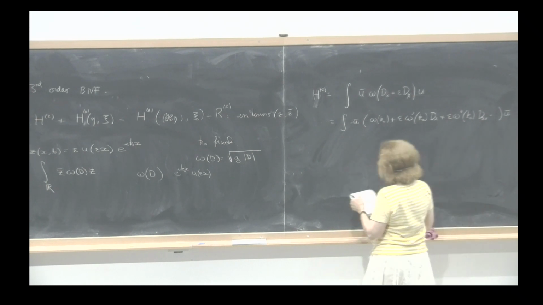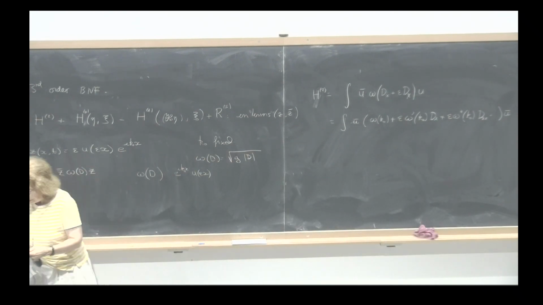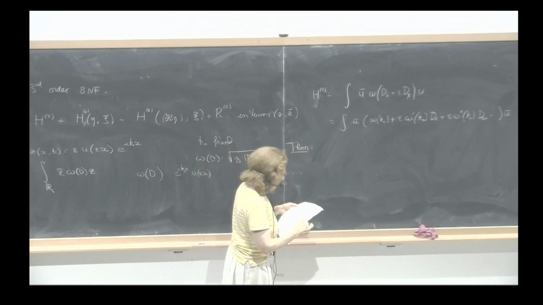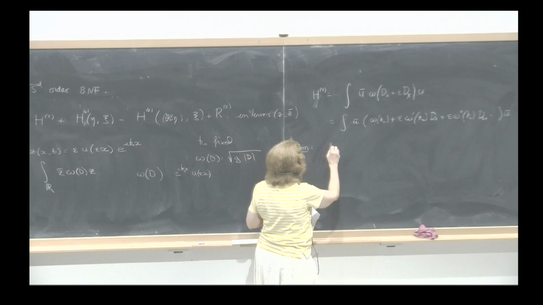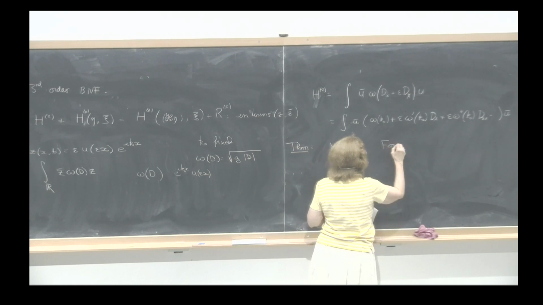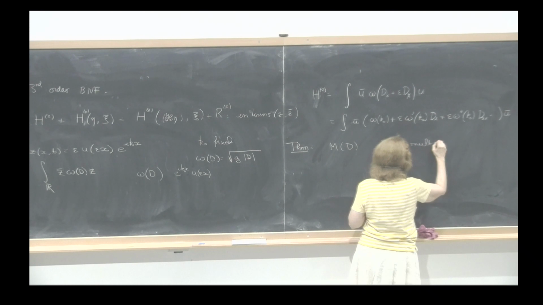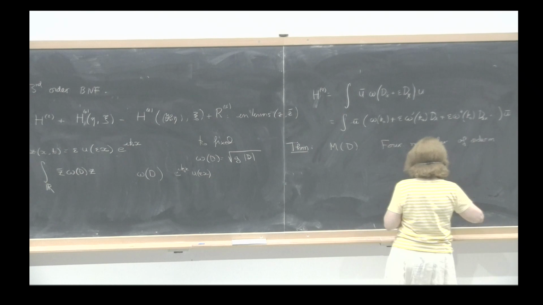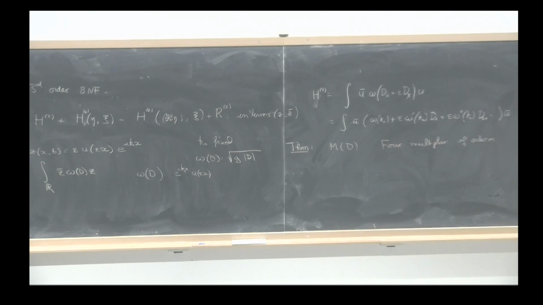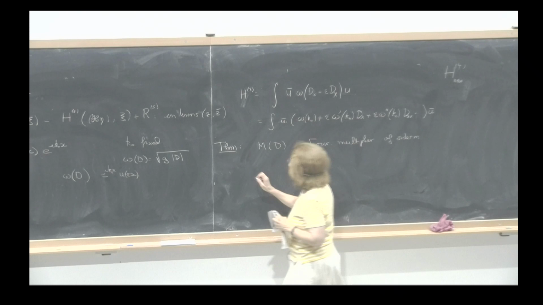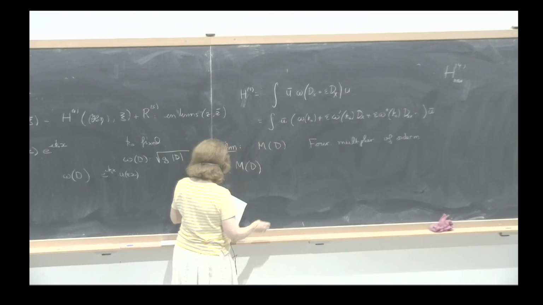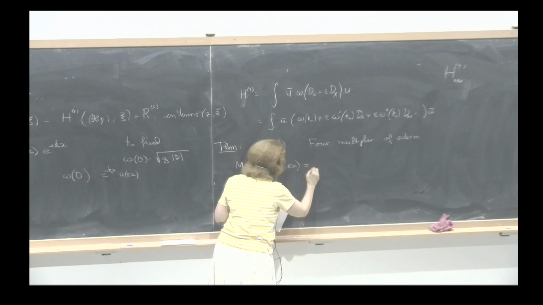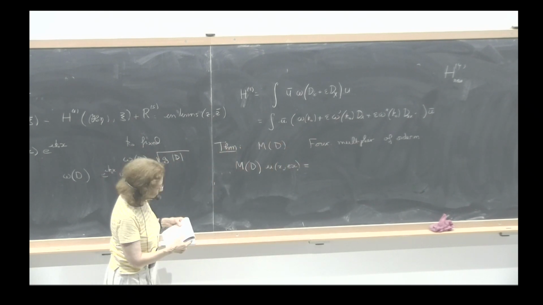U bar, and the theorem, which I think is a generalization of the one that we did last time, was to say: assume that M of D is a Fourier multiplier of order M, and we want to understand its action on the function u that depends on x and epsilon x. And there is an expansion in epsilon.